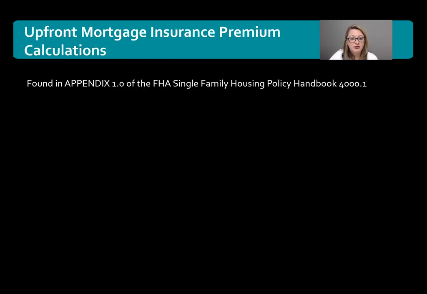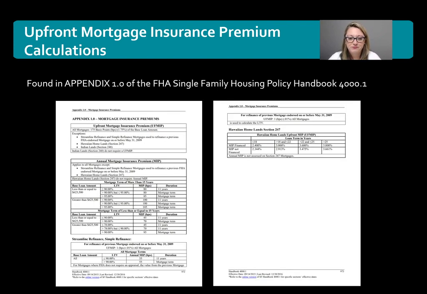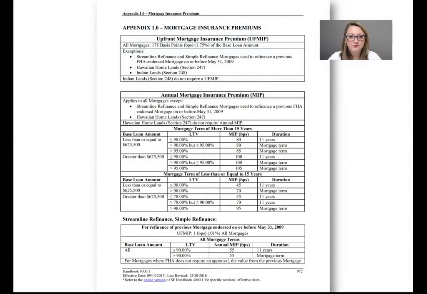So let's take a look at some of the calculations. I mentioned in the previous video that the upfront mortgage insurance premium amount can be found in Appendix 1.0 of the FHA Single Family Housing Handbook. Now, I'm sure most of your loan origination systems already have this calculated into the system, but I just wanted you to know the source it comes from. Here's a quick snapshot of what the actual Appendix 1.0 looks like. Let's take a closer look at this.